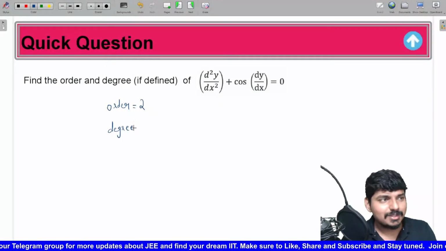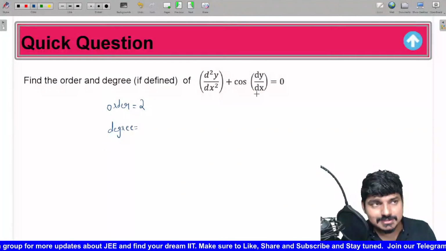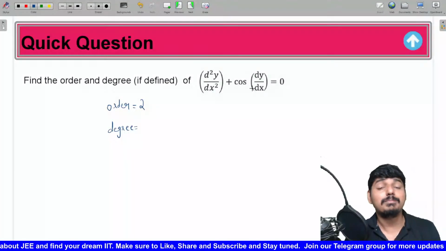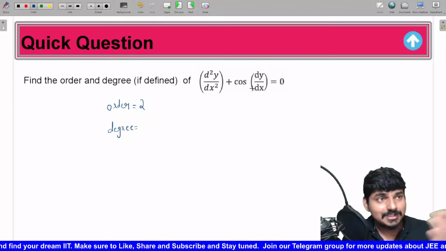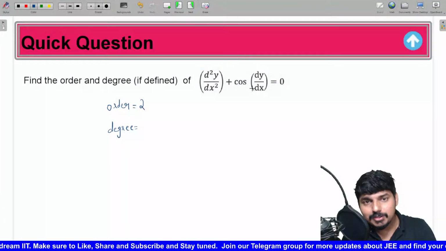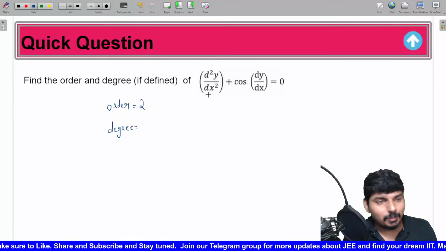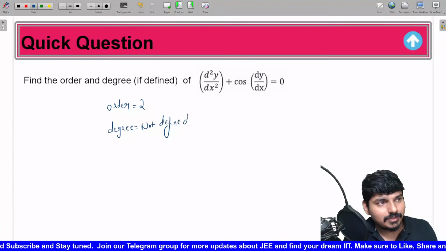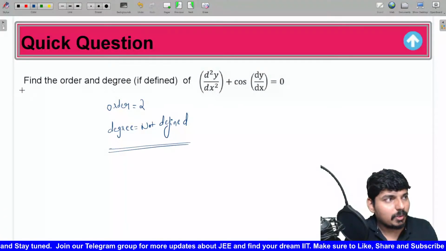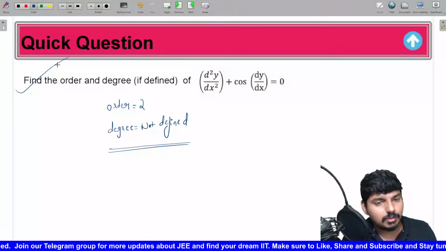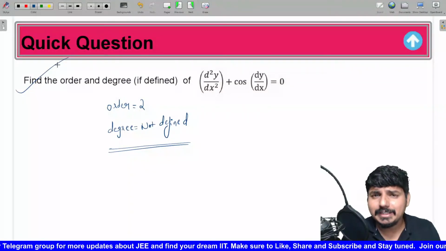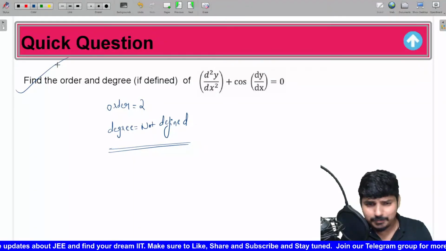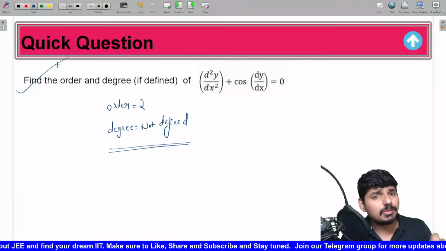I don't think so, because dy/dx is a part of a trigonometric function, and I told you that a derivative should not be a part of any transcendental function. So in this case, I can write down that the degree is not going to be defined. I hope this question is also clear for all the students out there. So this is going to be the basics of differential equations, everyone. Finding out the order and degree is the basic stuff of differential equations.